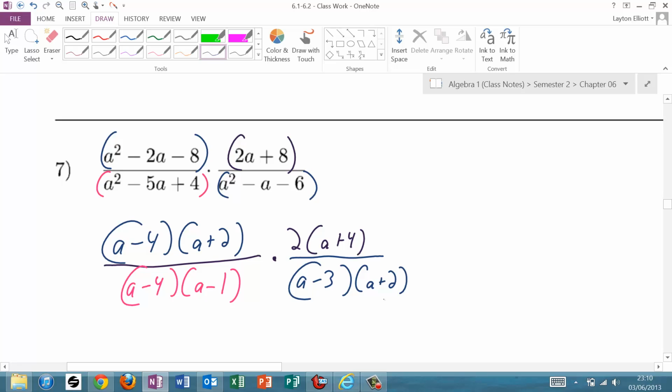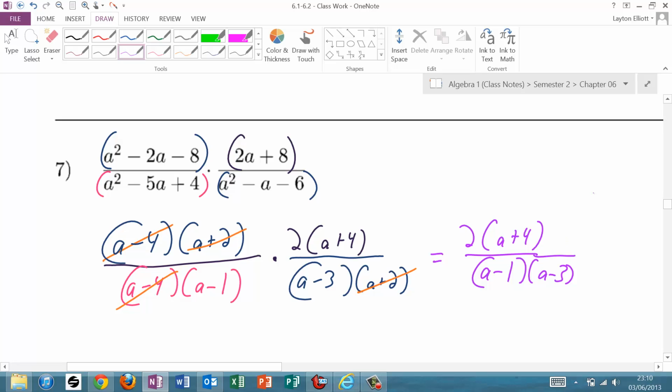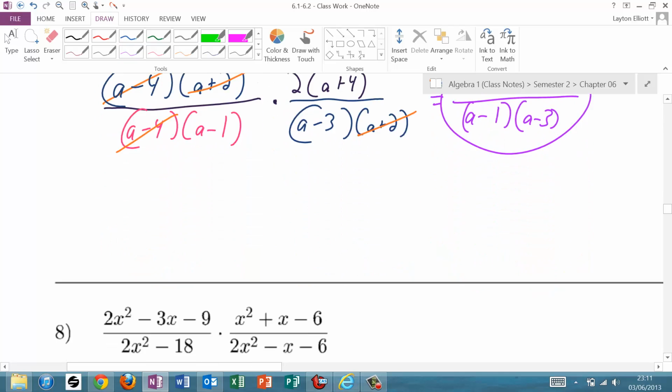Let's look at what's on the top and what's on the bottom and cancel things that are the same. The a minus 4s go. The a plus 2s go. That's it. Combine what you have left. We have a 2 times an a plus 4 in the numerator, and we have an a minus 1 times an a minus 3 in the denominator. Let's make that a better fraction bar. Maybe even slide this stuff over. Okay, I know, Gino, I'm failing. There we go.